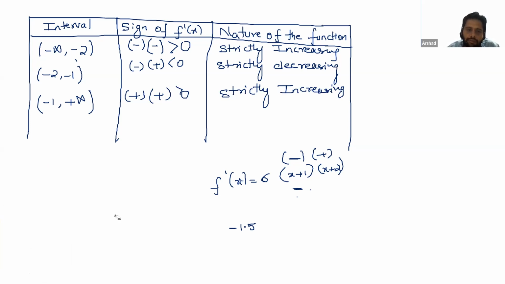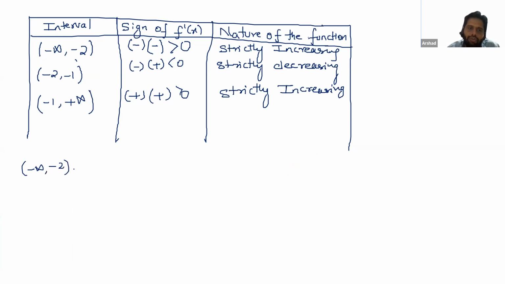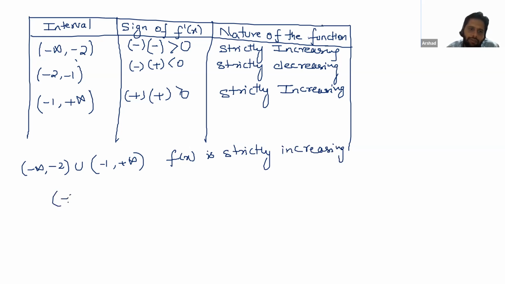So we will write like this: minus infinity to minus 2 union, because we need both the results, minus 1 to plus infinity, f is strictly increasing. And for the next interval, minus 2 to minus 1, f is strictly decreasing. Okay, so this is a method to solve such type of questions.